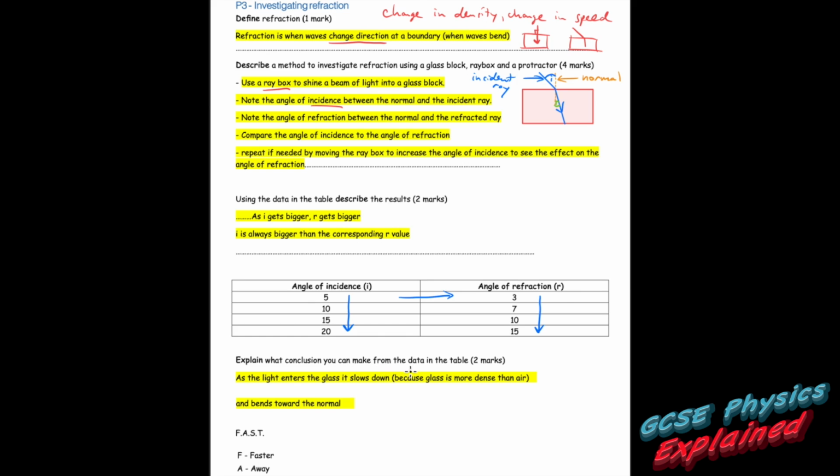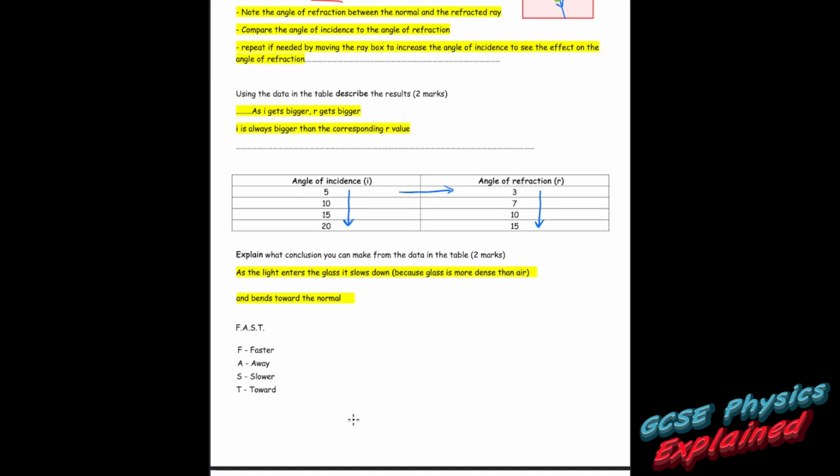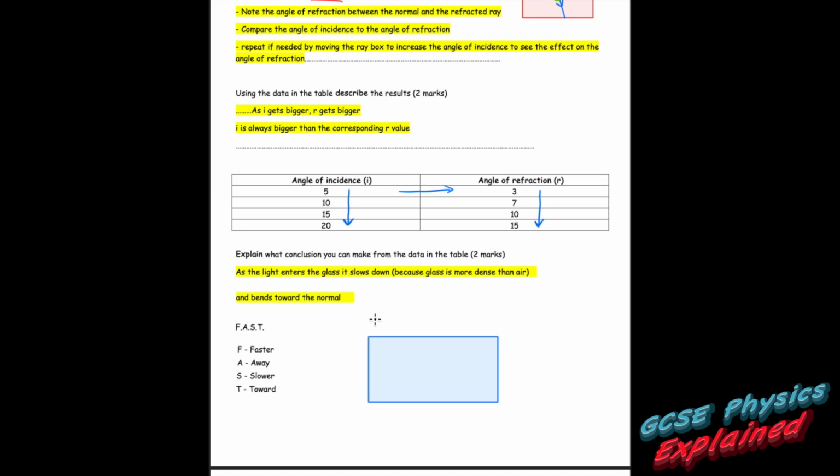Explain what conclusion you can make from the data in the table. So, as the light enters the glass, it must slow down because glass is more dense than air and it bends toward the normal. Now with my students, and I don't think I've ever saw this before, so I think I've made it up, unless I'm just making that up. But if that's your glass block, if this is air, so it's a gas and the particles are spread out, and then this is glass, which is a solid, so the particles are closer together.